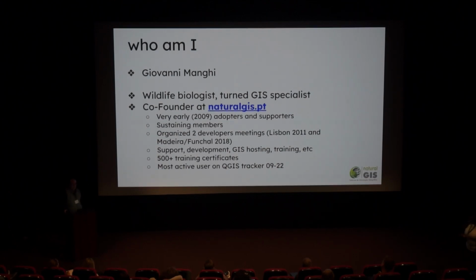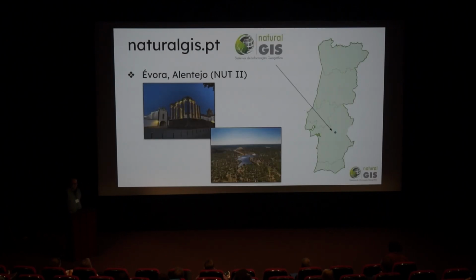Someone may know my name or not. I was the most active user on QGIS Tracker for a long time. Not anymore since 2022, but I'm planning a comeback, maybe. Let's see. We are located in the south of Portugal, in Évora, in what, in my opinion, is the most beautiful place in Portugal. It's a region called Alentejo.